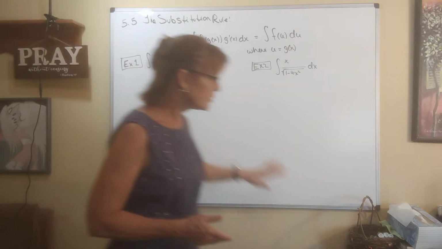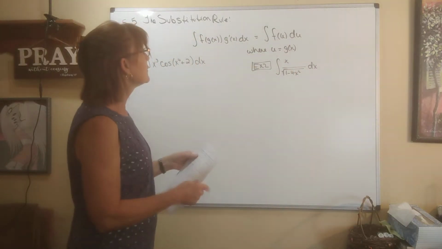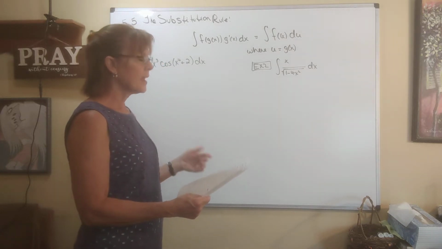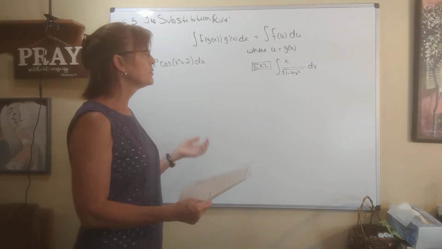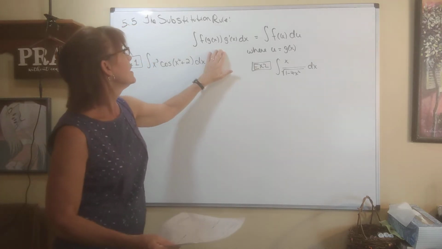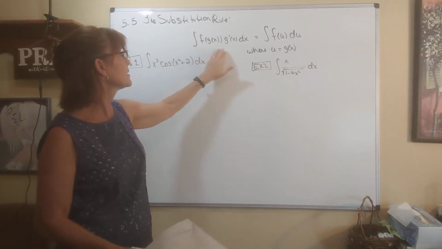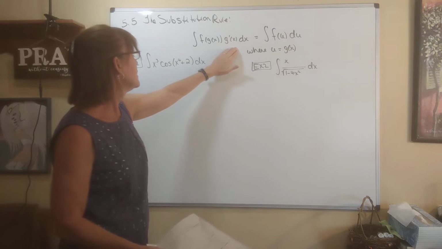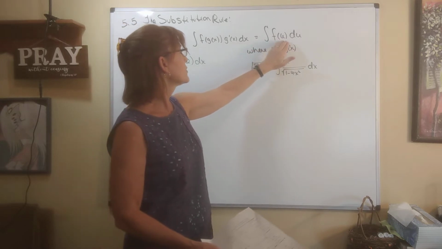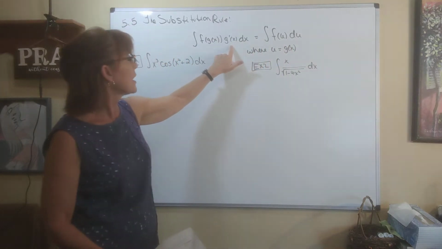So on your sheet you have the rule written down, and it says the substitution rule is: if u is equal to g of x, a differentiable function whose range is on some interval, and f is some continuous function, then if we have this composition f of g of x, and we're integrating f of g of x times the derivative of g of x, the inner function, this is like chain rule, then this is equivalent to the integral of f of u du, where u is a function of x. And so du is basically g prime of x dx.